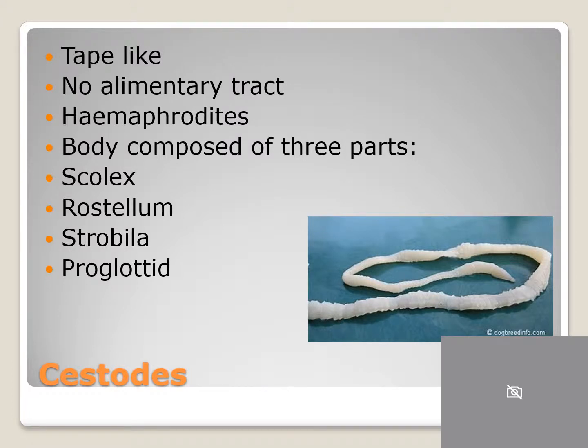Our cestodes, commonly known as tapeworm. They are commonly known as tapeworm because they are tape-like. They have no digestive system or alimentary tract. They are hermaphrodites, which means that they have female and male reproductive organs in each segment of them. Their body is composed of 3 parts: scolex, proglottid, strobila, and also the proglottid.